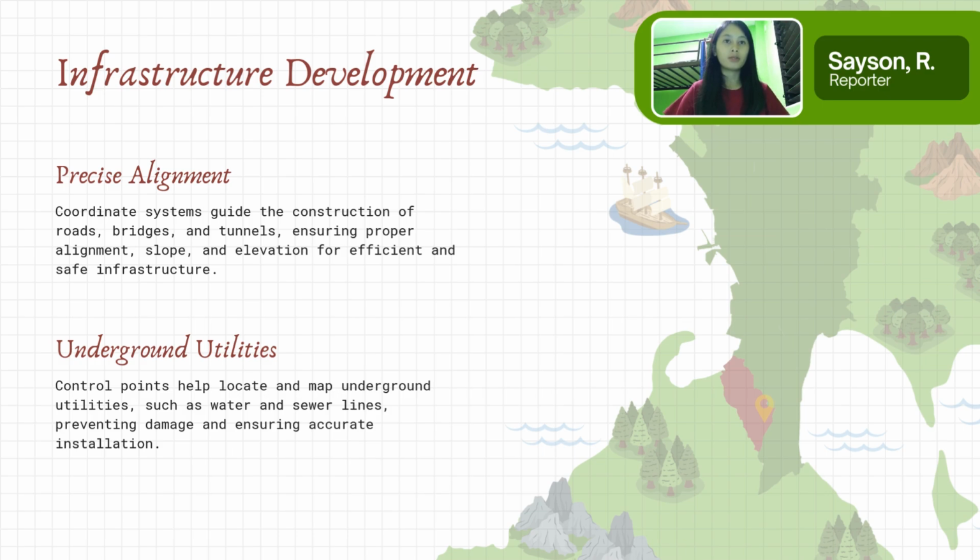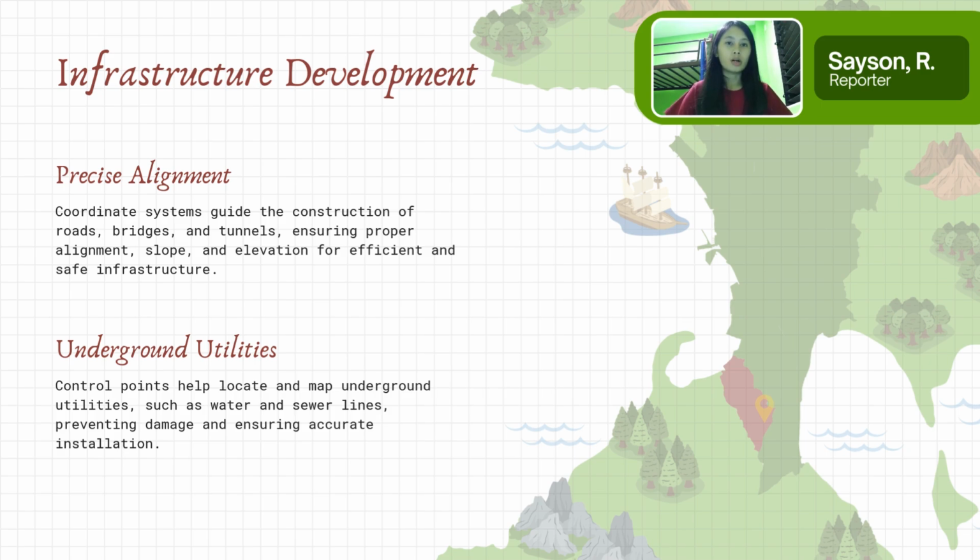efficient and safe infrastructure. Infrastructure development also benefits greatly from coordinate systems. Proper alignment, slope, and elevation are crucial when constructing roads, bridges, and tunnels. These systems help engineers maintain seamless connectivity and structural integrity, ensuring safety and efficiency. When constructing a highway, engineers use coordinate systems to maintain a consistent slope and curvature, ensuring a smooth driving experience.